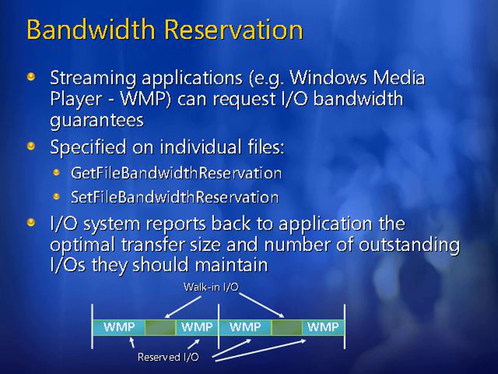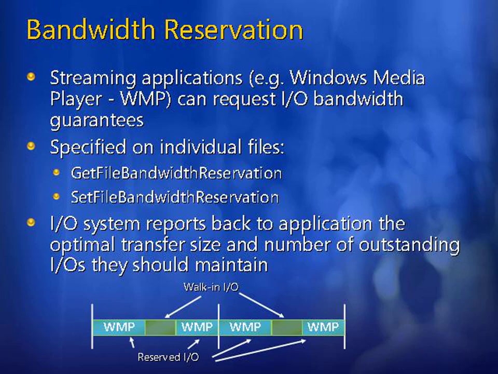Bandwidth reservation is the other aspect of this, and this is where streaming applications get the benefit of the I/O prioritization. Something like Windows Media Player can request a bandwidth guarantee, and they do that by calling a new API called GetFileBandwidthReservation, where they say, I'd like 80% of the bandwidth from this disk device so that I can play glitch-free video coming from a file. And the I/O system will return to it parameters that tell it how many I/Os it should be issuing per second and how many outstanding I/Os.